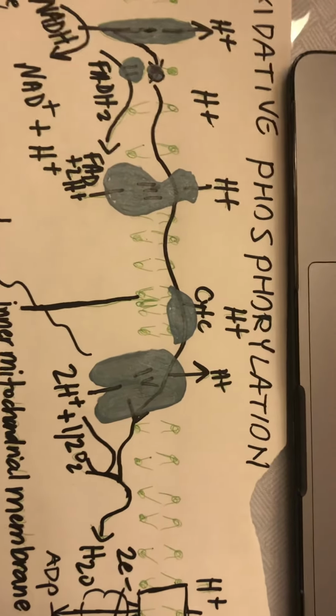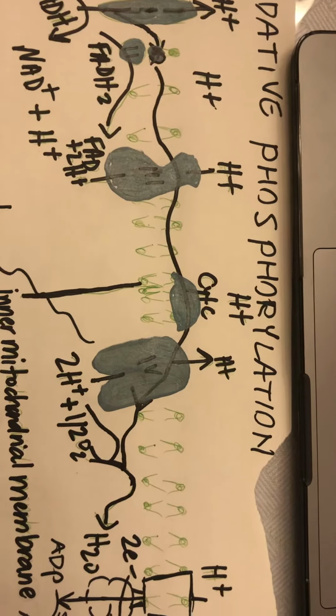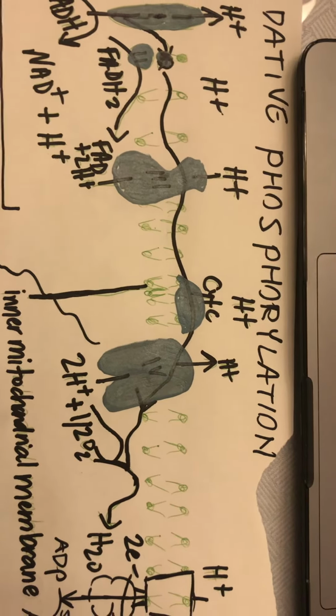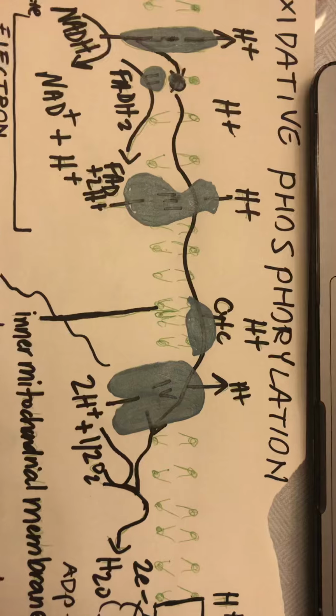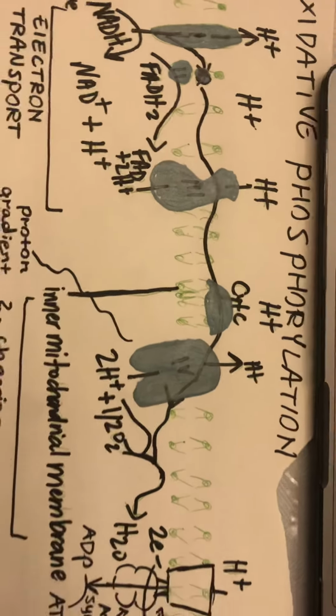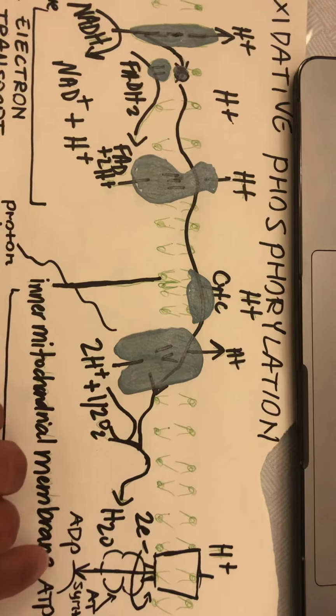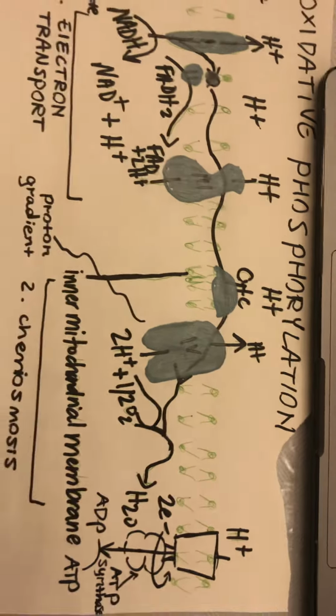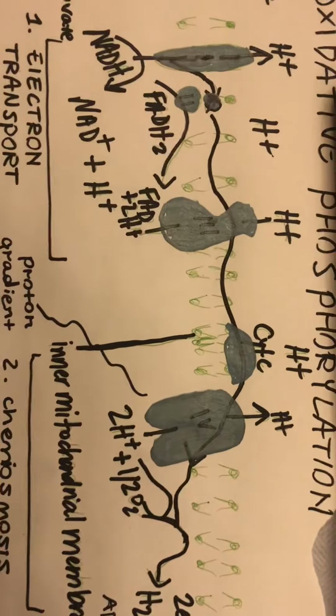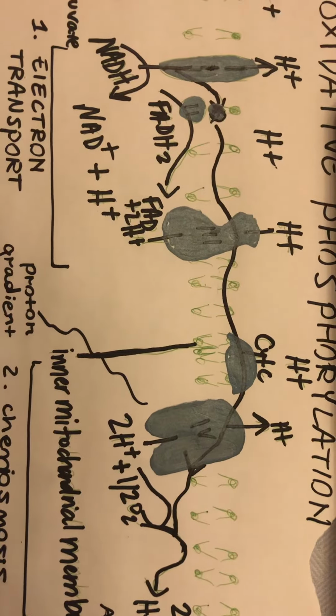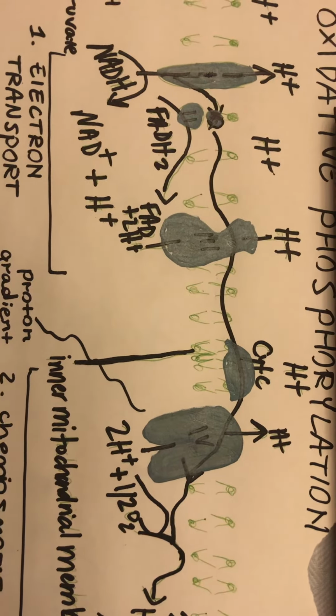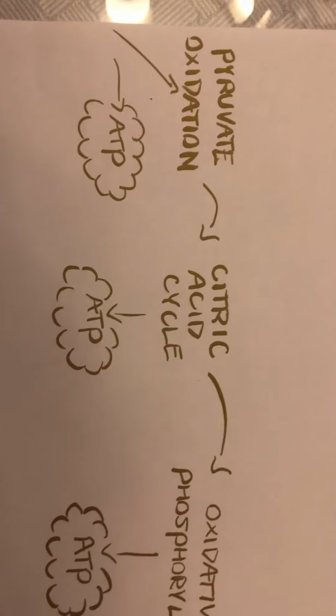H plus diffuses back into the mitochondrial matrix down the electrochemical gradient. And then after that happens, the H plus diffusion allows ATP synthase to catalyse ATP synthesis. Electrons and H plus ions combine to form hydrogen atoms, which then combine with oxygen to create water. If the supply of oxygen stops, the electron transport chain and ATP synthesis also stop.